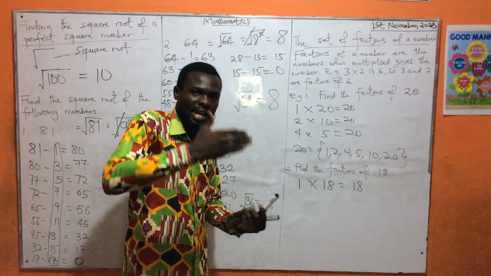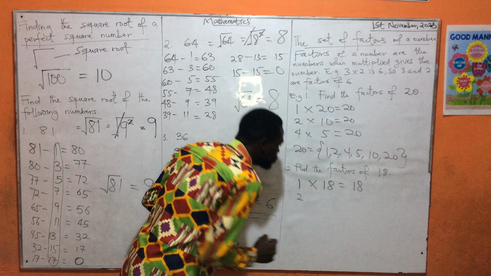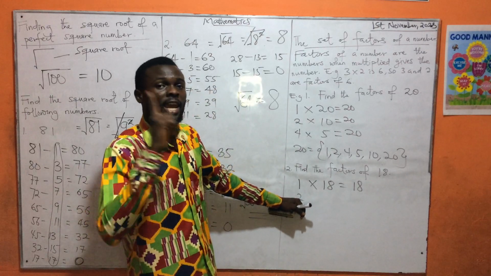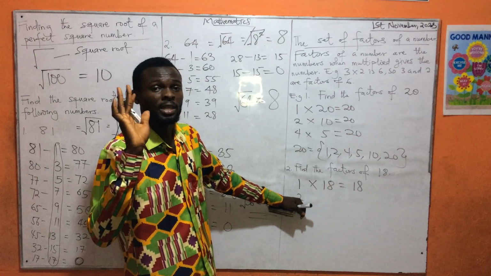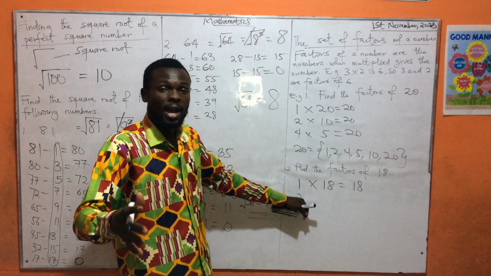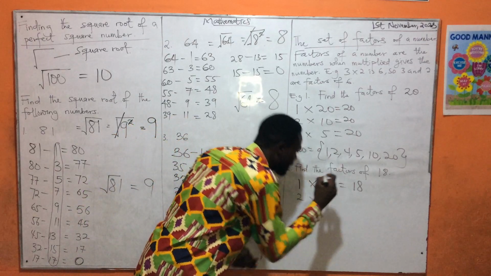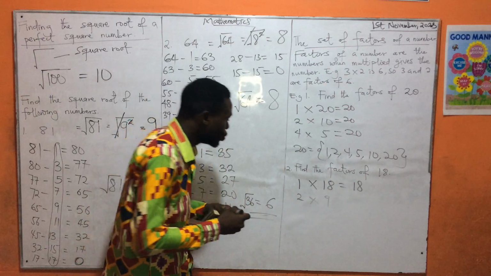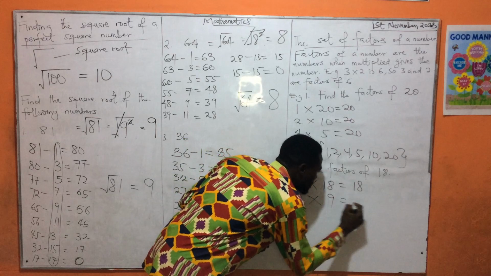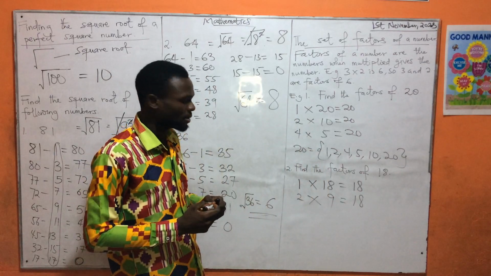After 1, if you are counting 1, 2, 3, after 1 we go to 2. But is there any number times 2 that will give us 18? Yes. If no, then 2 would not be a factor of 18. So 2 times what? 2 times 9. Then it means these two numbers are factors of 18.